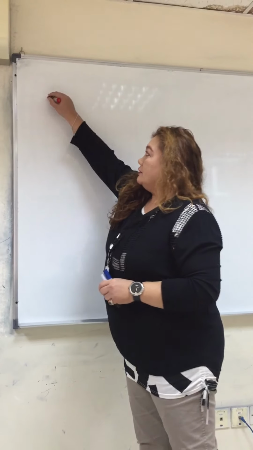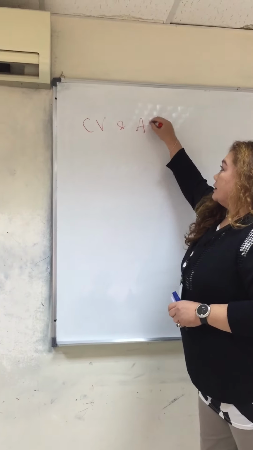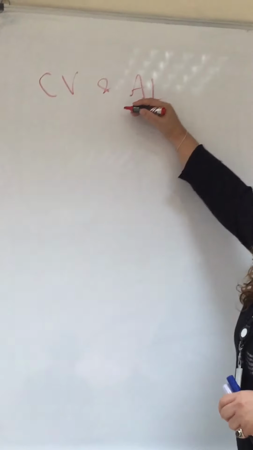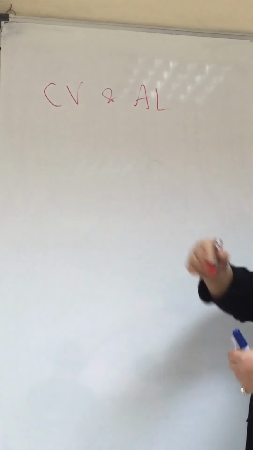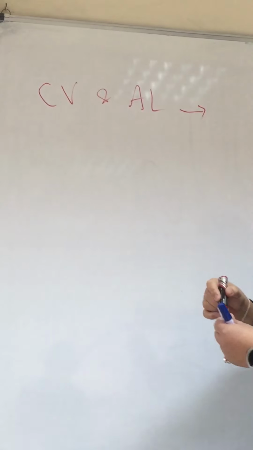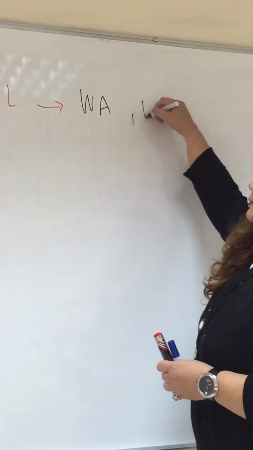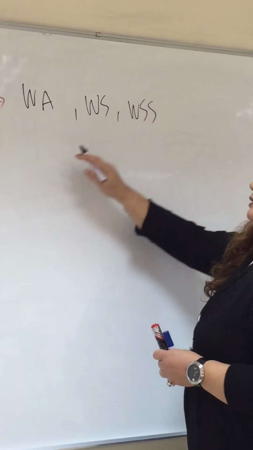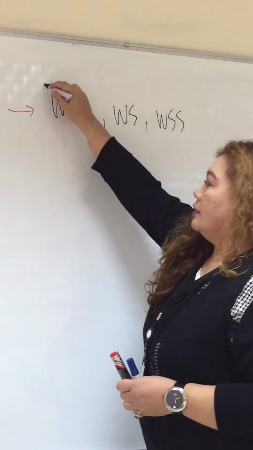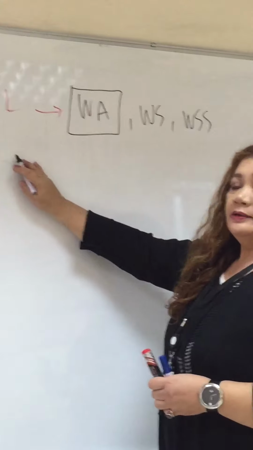In the writing of CV and application letter, CV for curriculum vitae and AL for application letter, WAs are required. So what is required here are the three things: WA, WS, and WSS. For today, we will be covering basically the WA.